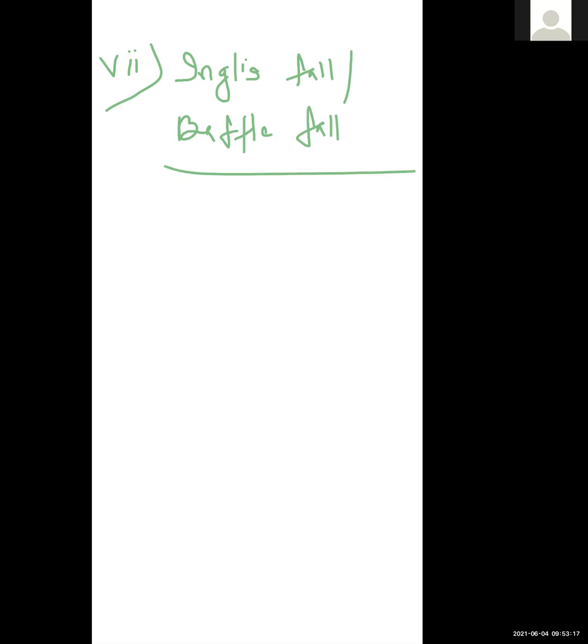So, if a baffle wall is added in a glacis type of fall, then it is known as English fall or baffle fall. Okay, so it reduces the tendency of scouring, and also increases the head loss.